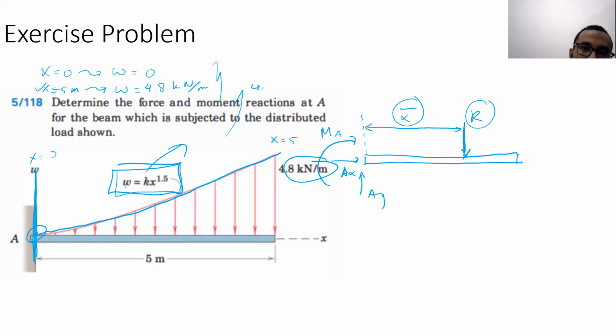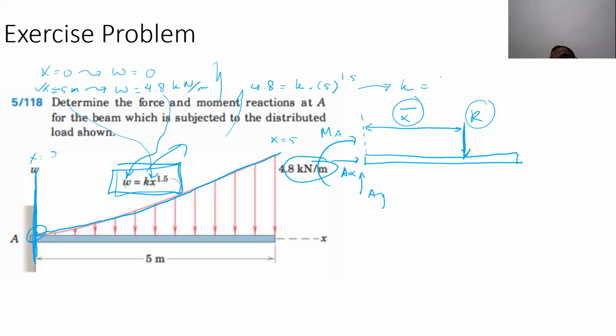Okay, w is equal to 4.8 kilonewton per meter when x equal to 5, right? Yes. So I can put it this way, right? Yes, sir. Okay, what I do is just putting this value here and this value here, correct, right? Yes, sir. Can you find out for k here?